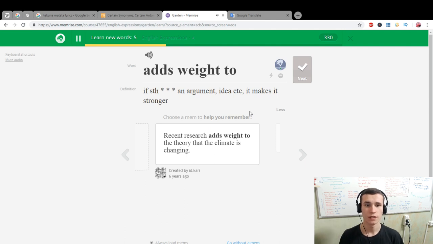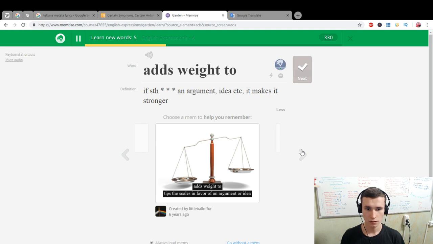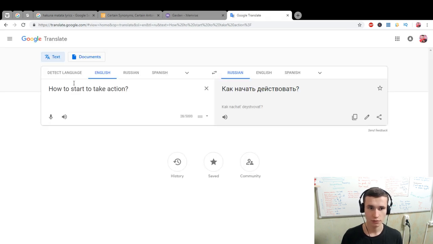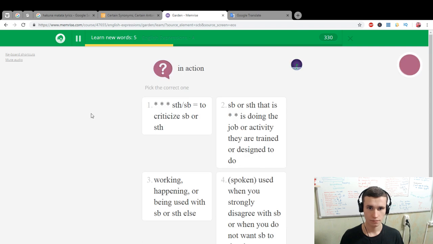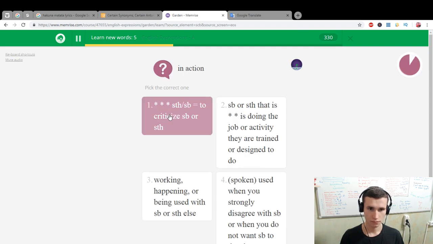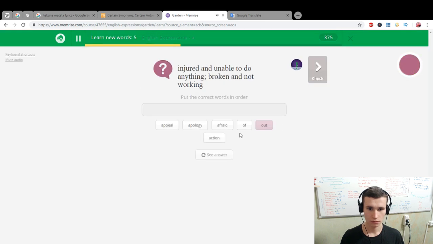Adds weight to. If something, an argument, idea, etc., adds weight to something, it makes it stronger. Recent research adds weight to the theory that the climate is changing. Tip the scales in favor of an argument or idea. Adds weight to. If something adds weight to an argument or idea, it makes it stronger, okay? In action. Out of action. Okay.